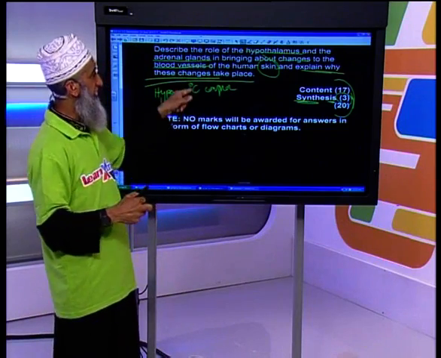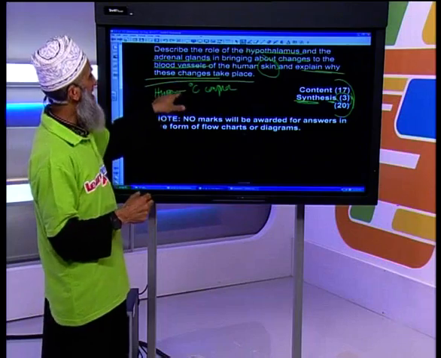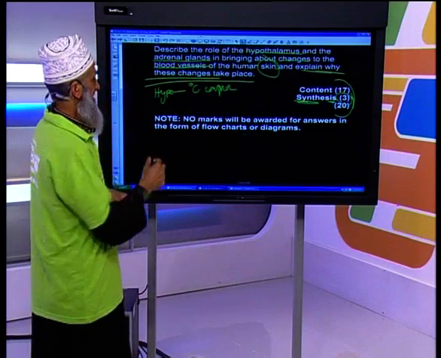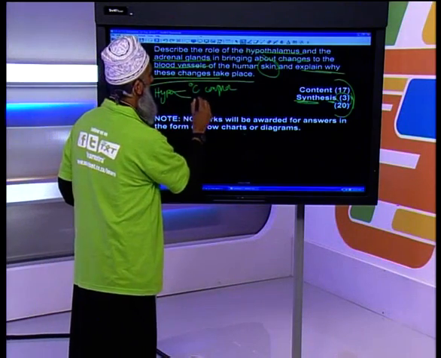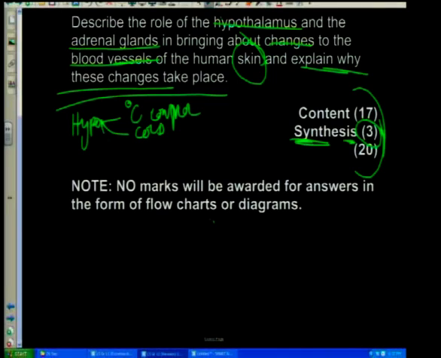So we are talking about temperature control here. And that's where it comes in to this blood vessel. And there you're going to talk about cold and hot. On the cold, the blood vessels will constrict. In the hot weather, they will dilate. I'm giving you the plan, you will fit in the other stories.